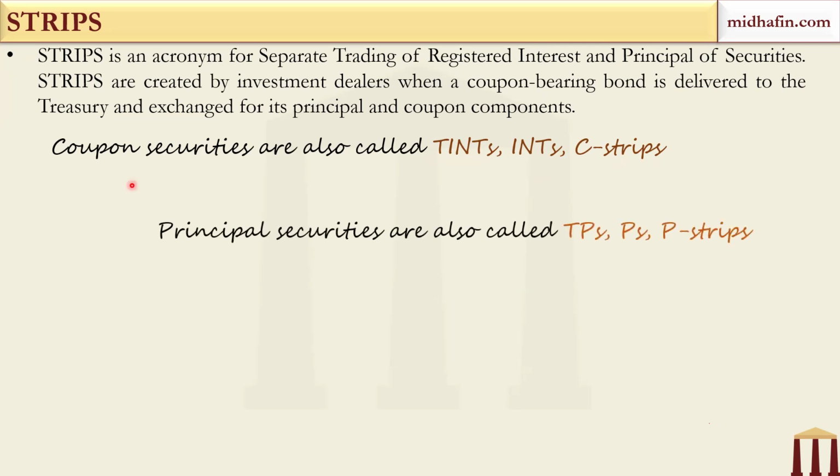And if we talk about principal securities that have been created, if you have a single bond, then only one principal security can be created. But if it's a 10-year bond, the example that I took, I can actually create 20 coupon strips. Principal securities are called TPs, Ps, or P strips. Here T ints means treasury interests, simply interests, or C strips, coupon strips. TPs means treasury principals, or P strips, principal strips. Okay, these are the different names used for strips.